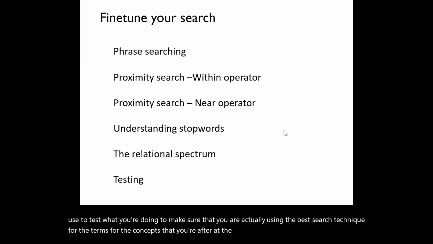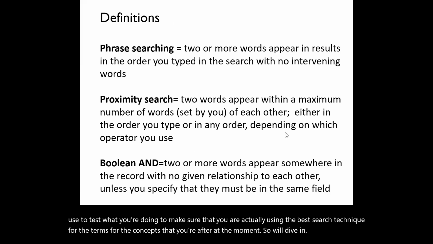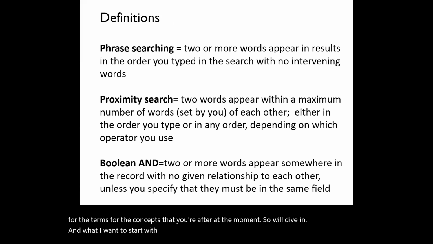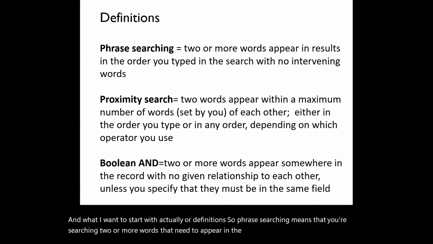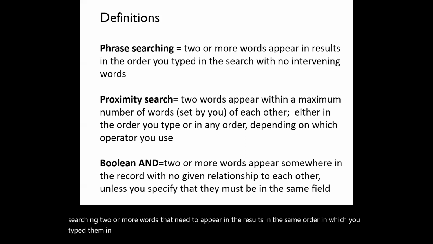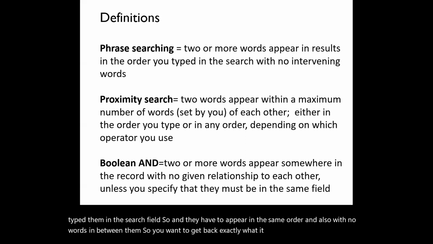So we'll dive in. And what I want to start with actually are definitions. So phrase searching means that you're searching two or more words that need to appear in the results in the same order in which you typed them in the search field. And they have to appear in the same order and also with no words in between them. So you want to get back exactly what it is that you searched.